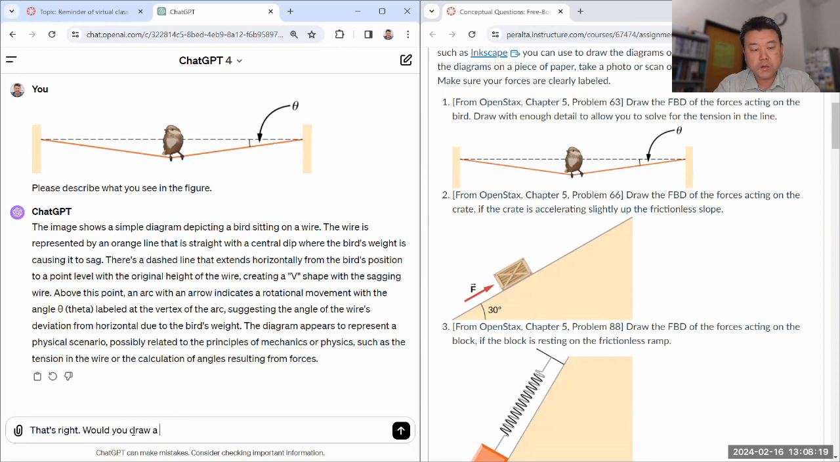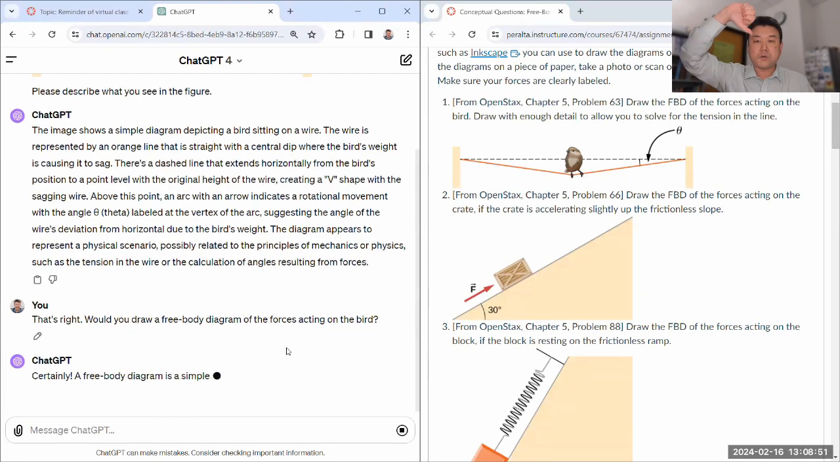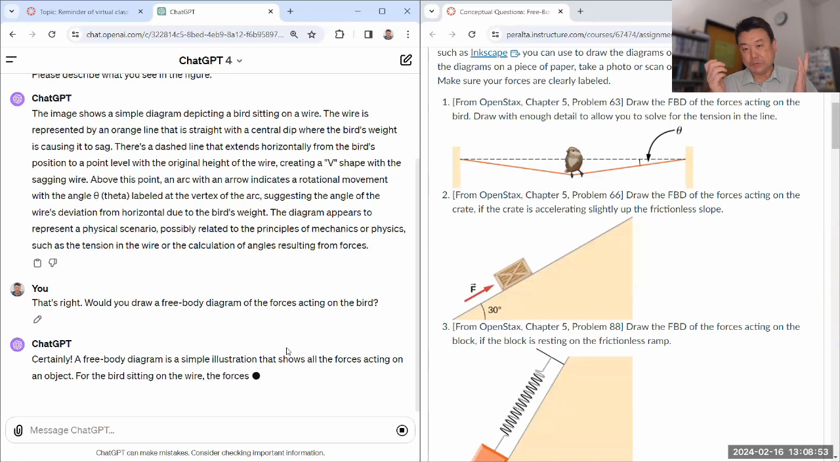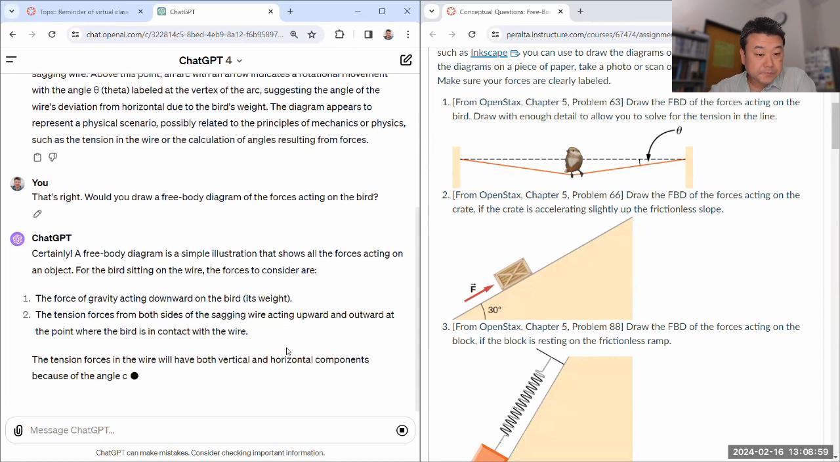Would you draw a free body diagram? Let me give it a little bit of a hint. Or do I? Let me play dumb and kind of repeat this question. The actual free body diagram that you need isn't really of the bird, it's of the point that the bird sits on, but let me just try. Free body diagram of the forces acting on the bird. This diagram can be drawn in a really trivial way: downward gravity, upward normal force, which doesn't help you solve for the tension force.